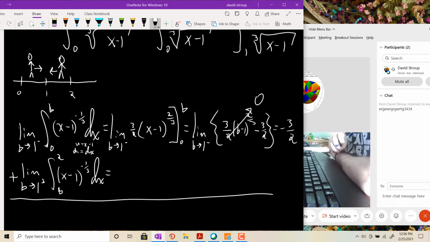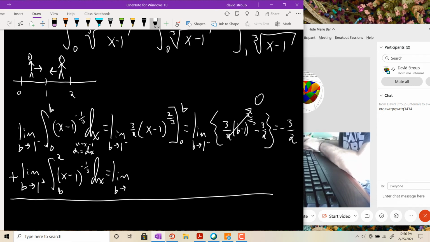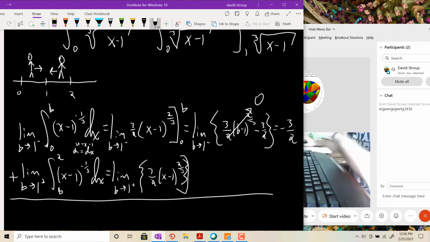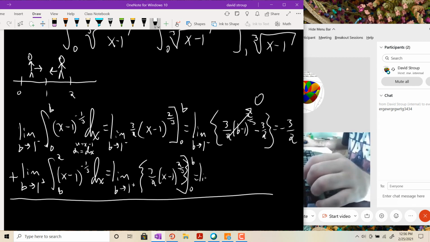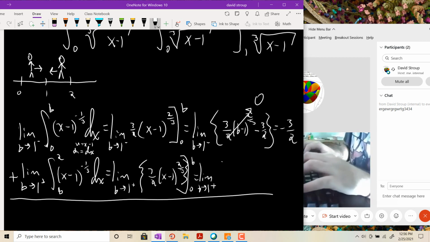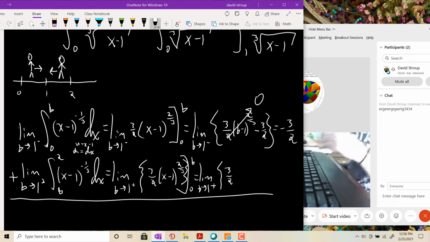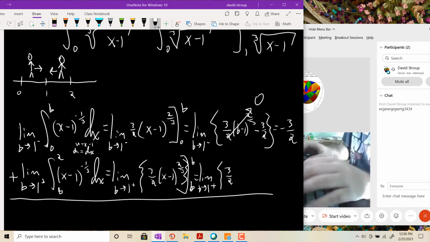Okay, so on the next part, it's the same deal, but with b to 2 instead of 0 to b. So limit as b goes to 1 from the right of, so how will this work? It's going to be 3/2. It's the same thing, x minus 1 to the 2/3. Evaluate this from b to 2. Whoops, I used the wrong bounds at first. So that's going to be 2 in there first.